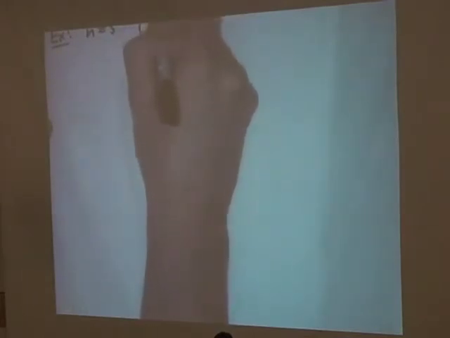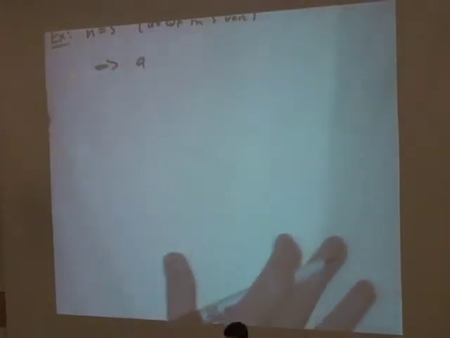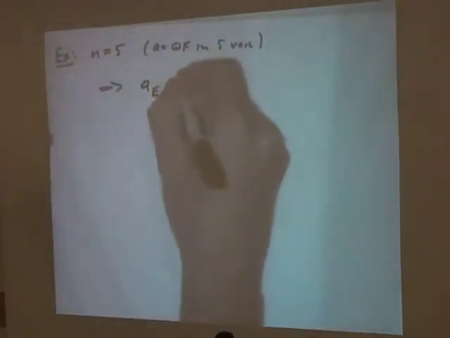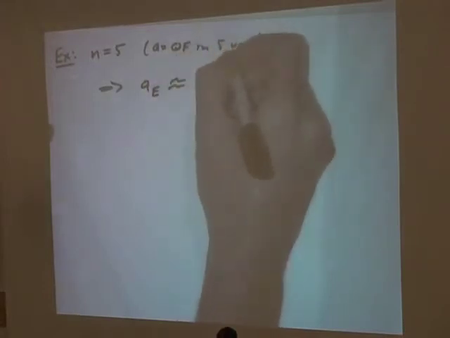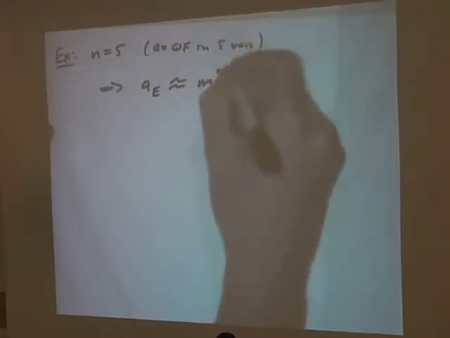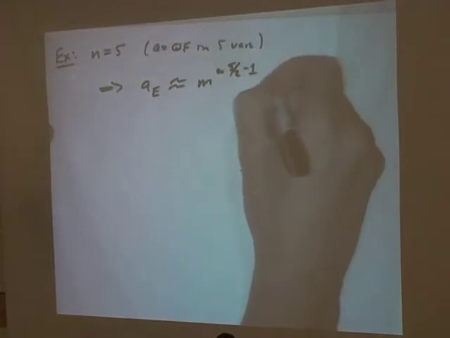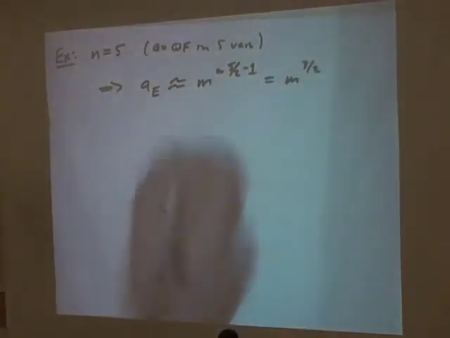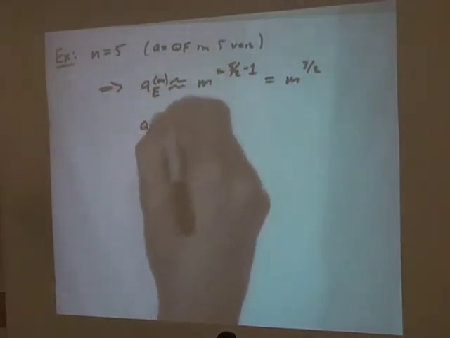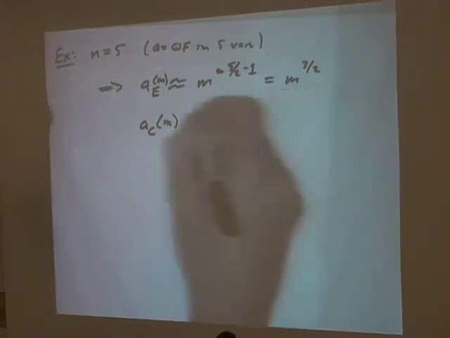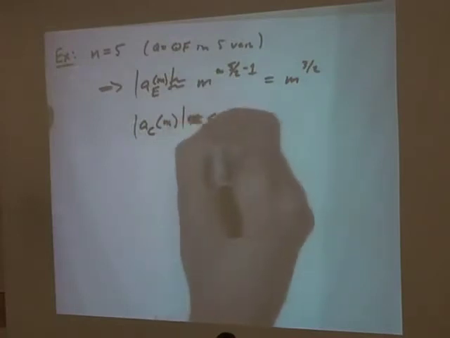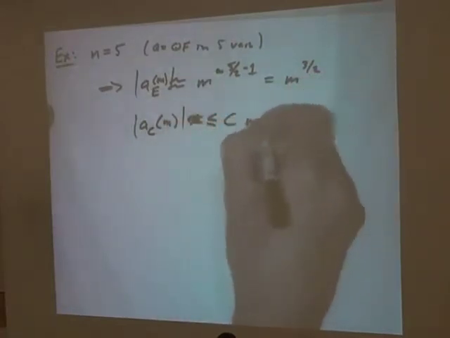Am I doing that fine? Okay. Great. So for example, let's say that n is equal to 5. So I have a quadratic form in 5 variables. Then this means that the Eisenstein coefficient a sub E of m should be approximately as large as m to the 5 over 2 minus 1, which is m to the 3 halves. And the cusp coefficient of any cusp form should be bounded in absolute value by some constant times m to the k over 2.